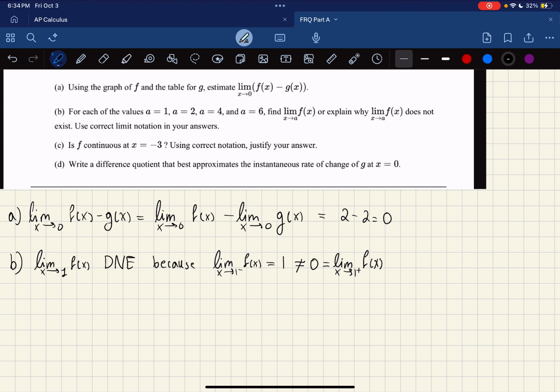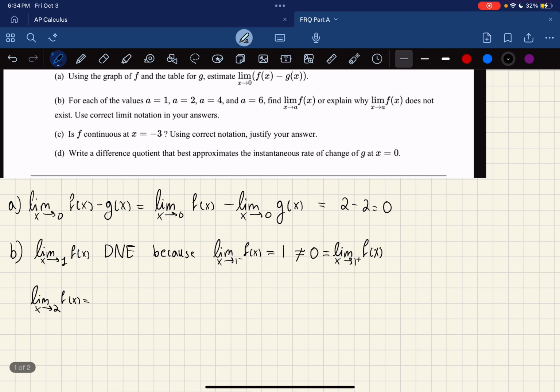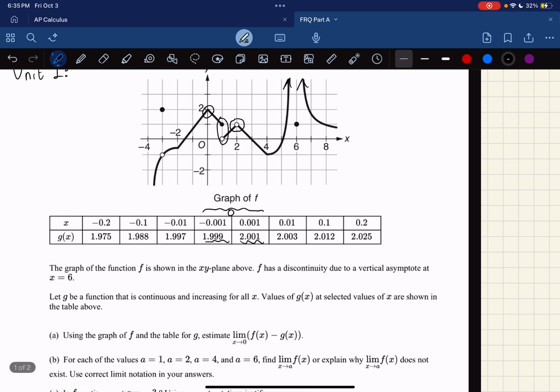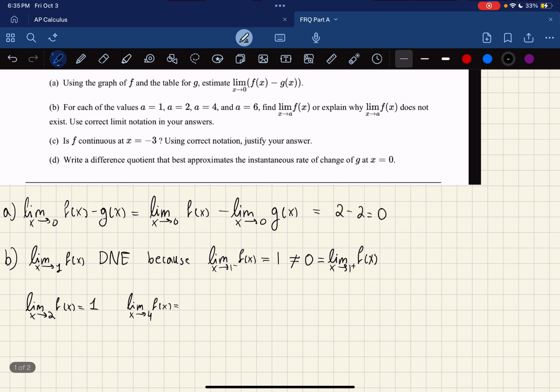The second one, limit as x goes to 2 of f of x. Go back to the graph again. At x equals 2, from the left and from the right, we could see that the function is approaching the value of 1. So this is equal to 1. Limit as x tends to 4 of f of x. We go back over here. At 4, we notice that both from the right and from the left, the function is approaching -1.